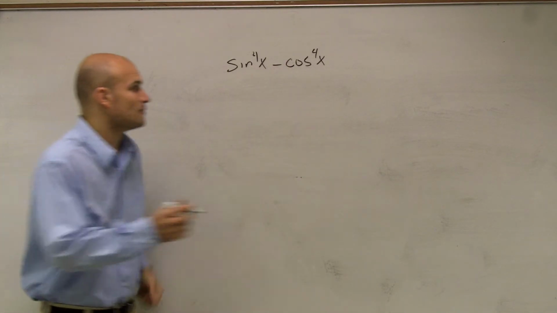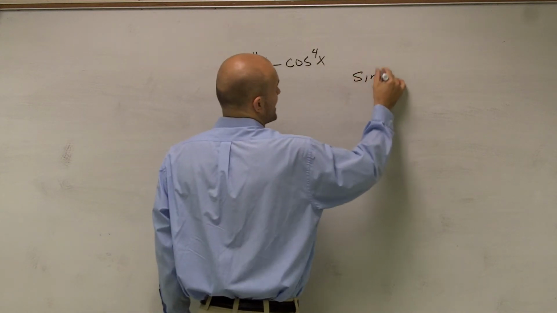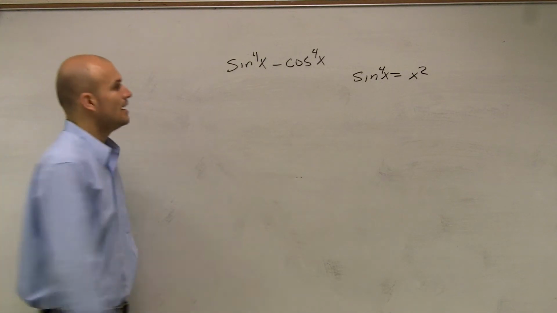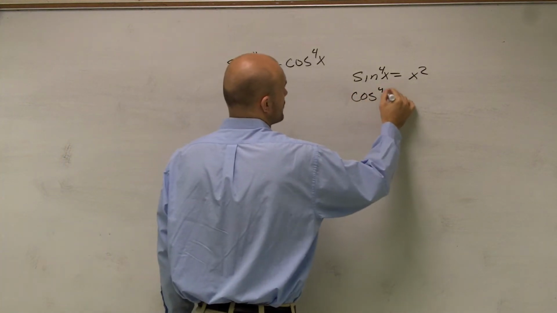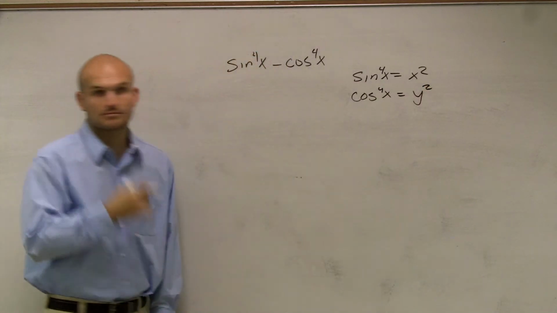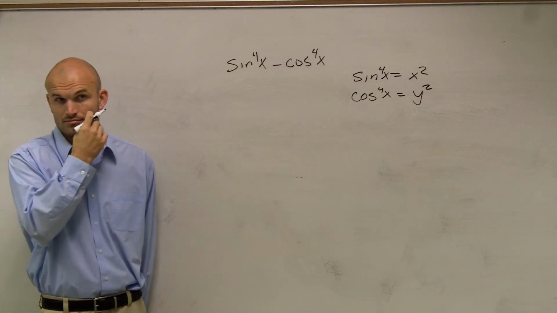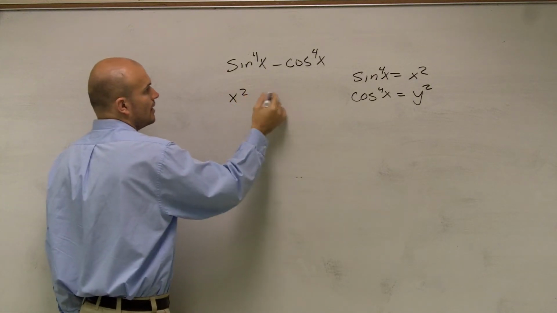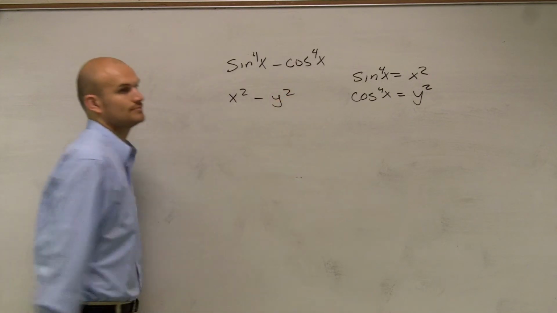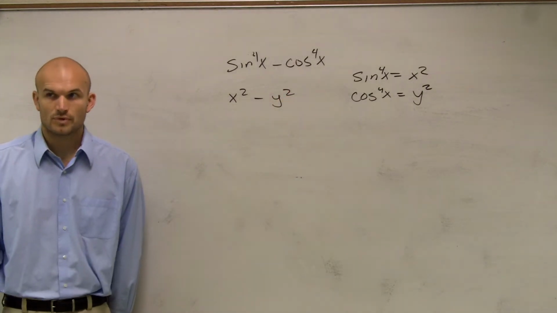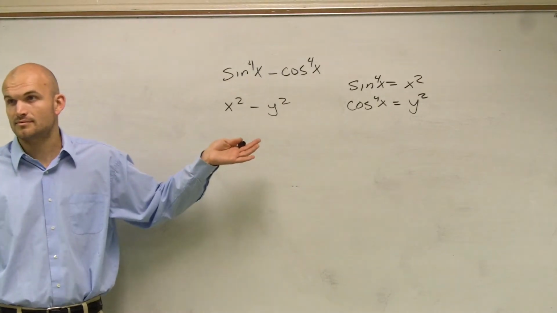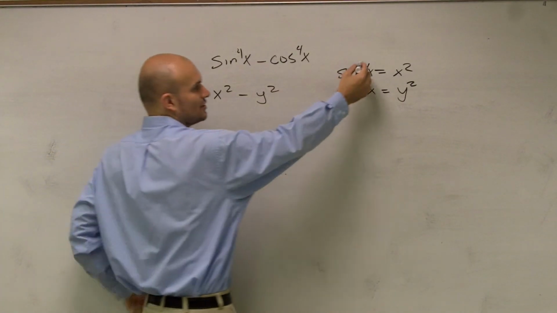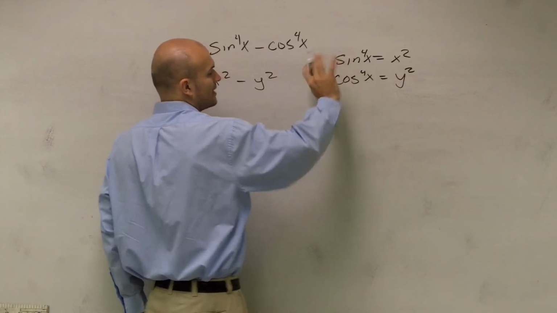So rather than doing sine to the fourth, let's just say sine to the fourth of x equals x squared. Okay? And let's make cosine to the fourth of x equals y squared. Is that okay? Will that work? Sure. So now I have x squared minus y squared, right? If I was going to substitute those in. Yes.